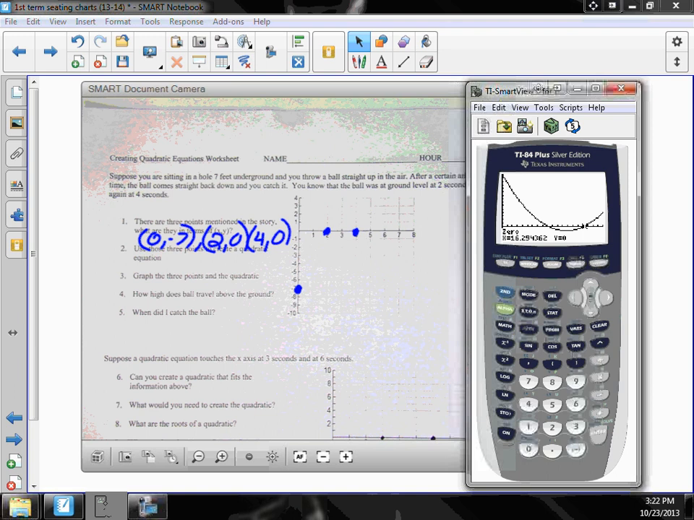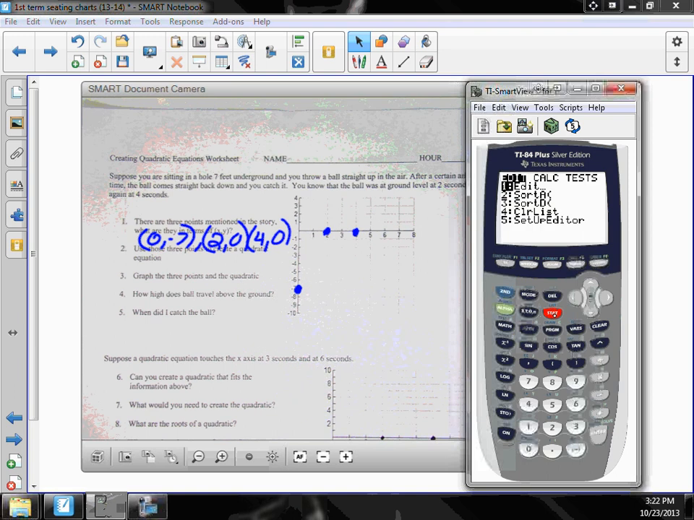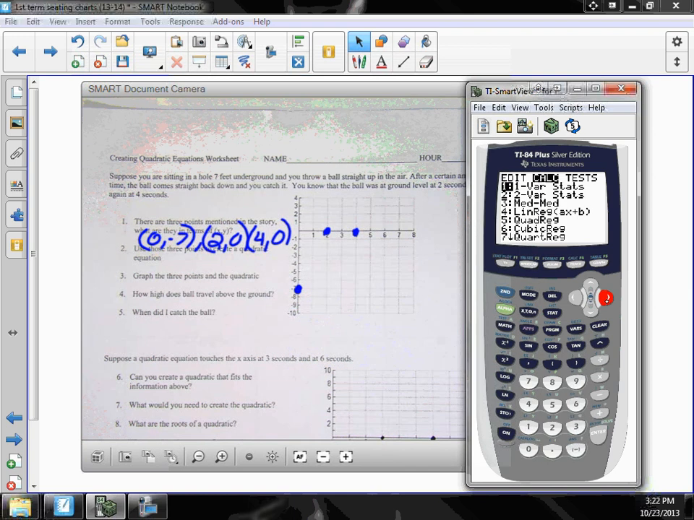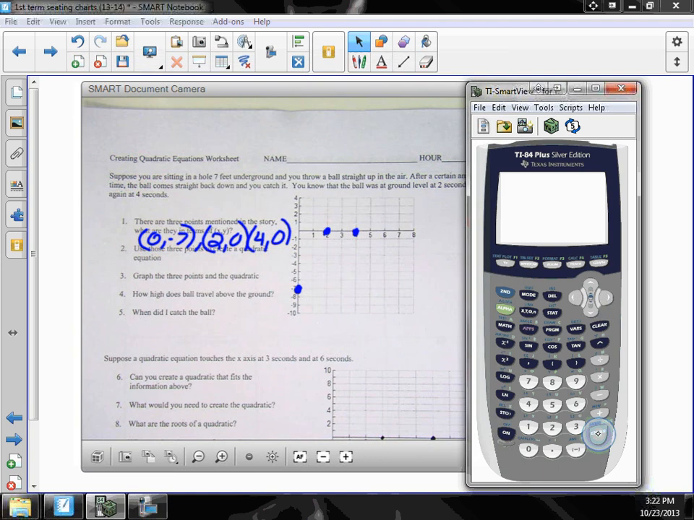So turn your calculator on, go to Stat, Edit. My x's are 0, 2, and 4. And my y values are going to be -7, 0, and 0. And push Stat again, go to Calc. You want number 5, which is quadratic regression. And it's always a good idea to program this in your y1. So I'll do Variables, Y-Variables, Function, Y1, just in case we need that.